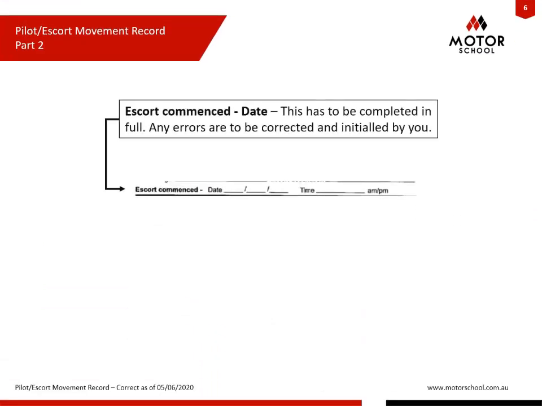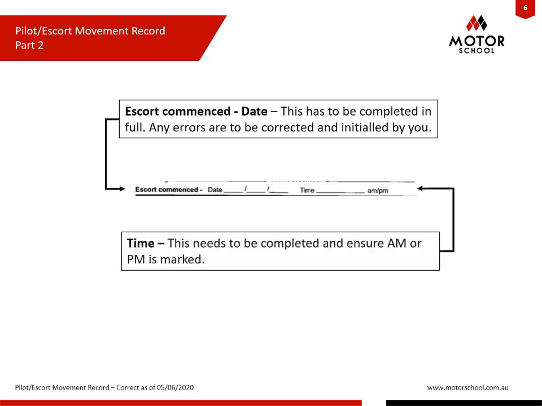Next, we look at the commencement date. This also has to be completed by you in full. It's recommended that you put the letters 2020 for the year rather than just 20, because it can be altered later. So here we put the date and the time, and importantly with the time, you must mark it with AM or PM.